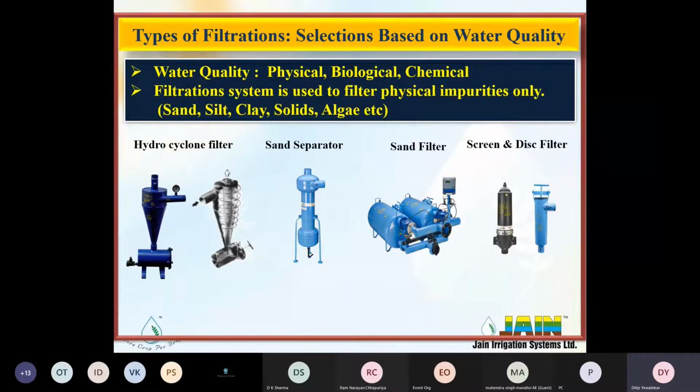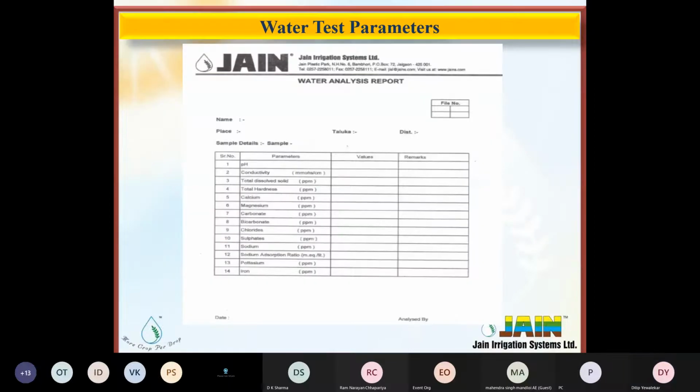Normally, the filtration system is used to remove the physical impurities only. Chemical impurities and biological impurities cannot be separated by the filter. Physical impurity means things like sand, silt, clay, solid particles, and algae. These are separated with the help of this filter. And we are going to see one by one how these filters work.